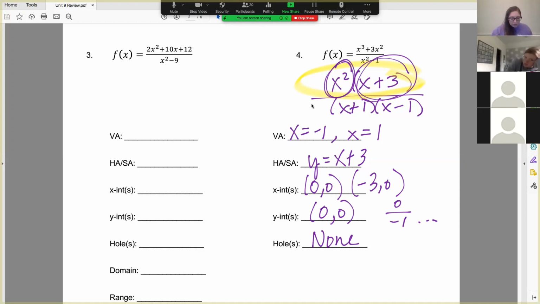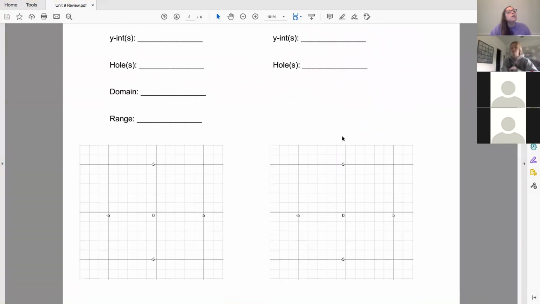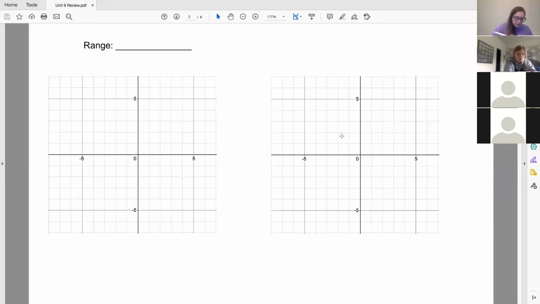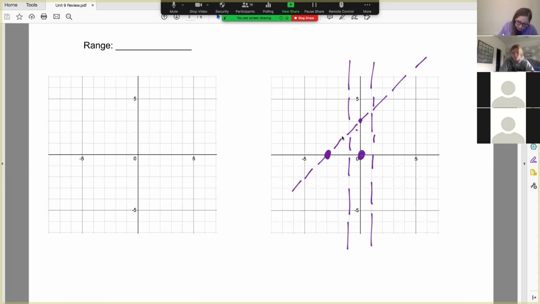So I'm going to scroll down, see if I can remember this. And I'm going to graph the things that I know. So my x-intercepts were at 0 and -3. My asymptotes were at -1, +1, and my slant asymptote was x plus 3, which you notice actually goes through one of my x-intercepts.